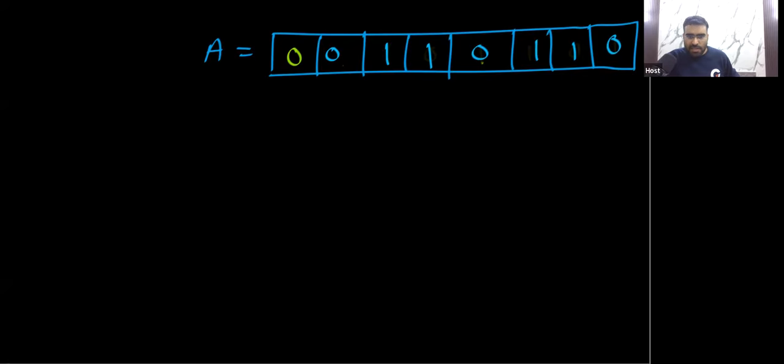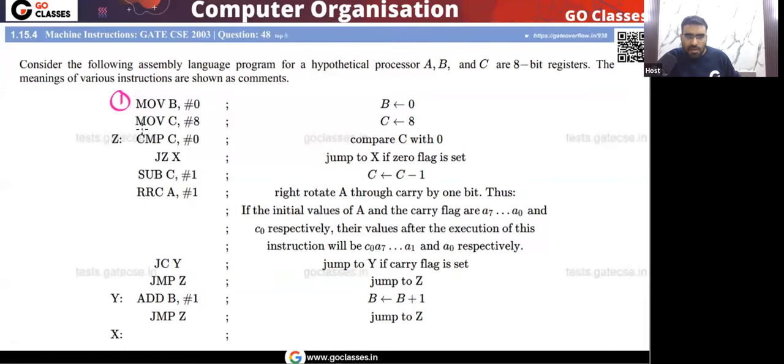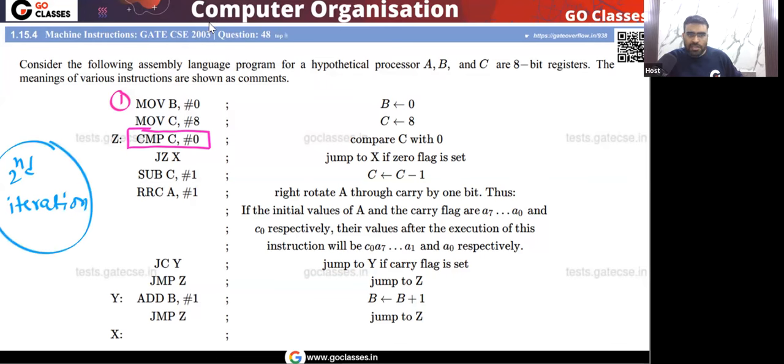Okay, now let's see the next. Now again you are here. The first iteration is over. Understood? Now we are doing the second iteration. Is this clear?